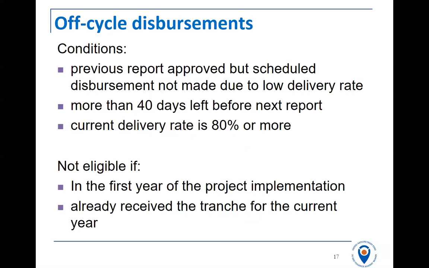So for example, if you only spent 75% of your first year's installment in year 1, we would ask you to wait and let us know when you'd reached 80%. And then we would do what's called an off-cycle disbursement, where you would be able to complete the report earlier than normal and let us know that you've now spent 80%, so that we can potentially give you the second disbursement.